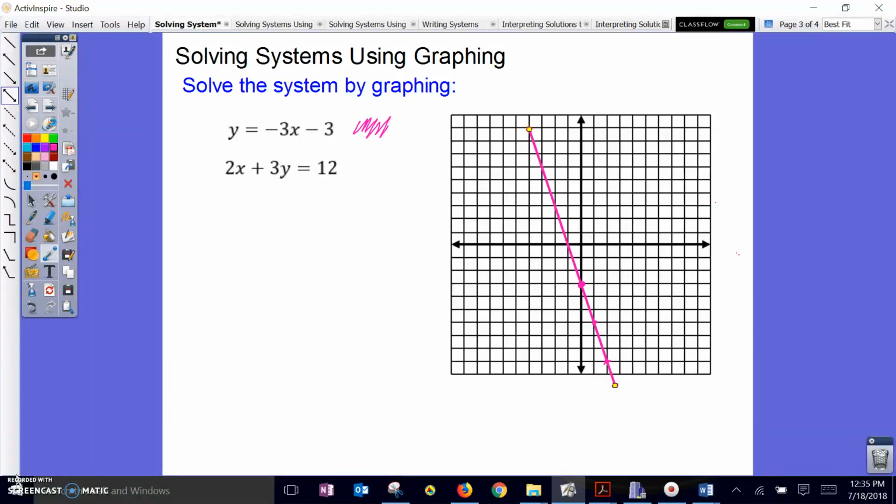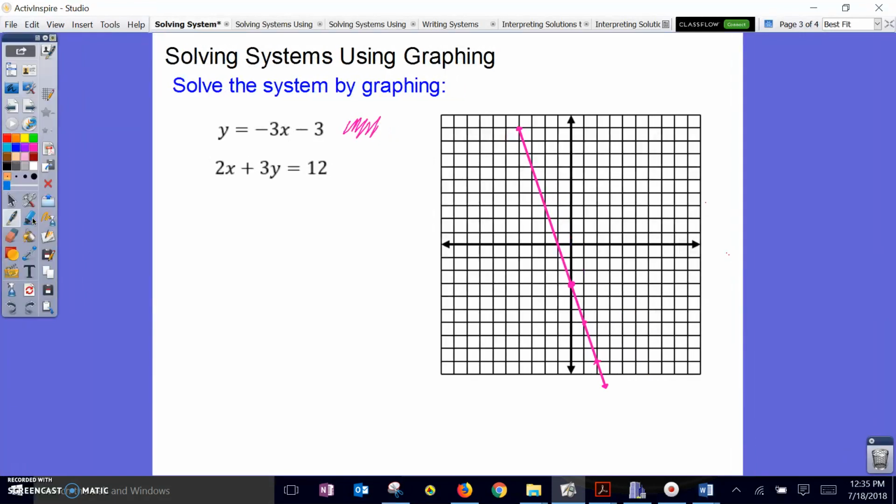And then we're going to convert 2x plus 3y equals 12 into slope-intercept form in order to graph it. So we want to solve it for y. Subtract 2x from both sides. Divide both sides by 3. And make sure we divide everything on both sides by 3. And we get y equals negative 2/3 x plus 4.